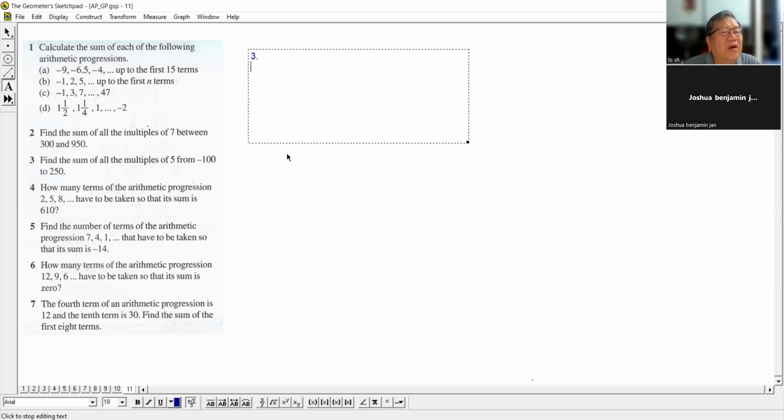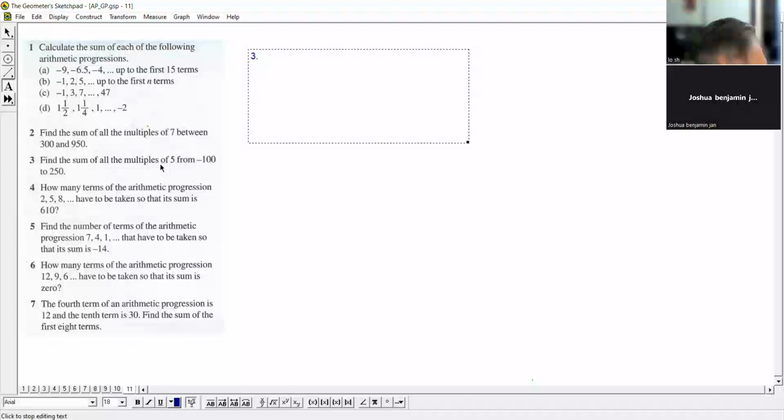Okay. The sum of all the multiples of 5 from negative 100 to 250. Now, the first thing is, running out of time already. How many minutes? 10 minutes more. Okay, never mind. Do you know what is the meaning of multiples of 5? Yes or no?